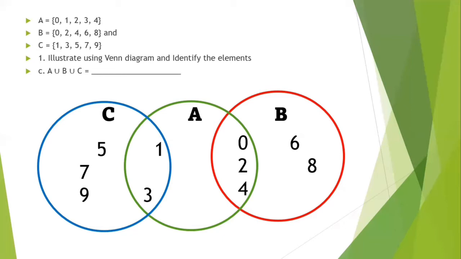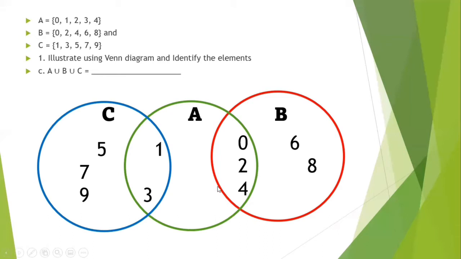Tulad dito sa ating ABC. Tinignan muna natin kung ano ba yung elements na magkapareho. So, nalaman natin ang A at C ay magkadikit dapat. Ang A at B ay dapat magkadikit. Pero hindi ang B at saka C. So, kaya ganyan ang pagkakagawa ng ating Venn diagram. Nasa gitna si A dahil meron siyang common sa C at meron siyang common sa B.